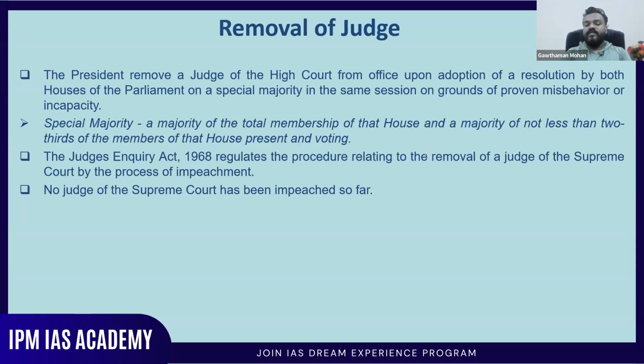Removal of judges: like we have already seen, the president can remove a judge of a high court from office upon adoption of a resolution by both houses of the parliament on a special majority in the same session on grounds of proven misbehavior or incapacity. So mainly the points are proven misbehavior or incapacity. Special majority means the majority of the total membership of that house and the majority of not less than 2/3 of the members of that house present.